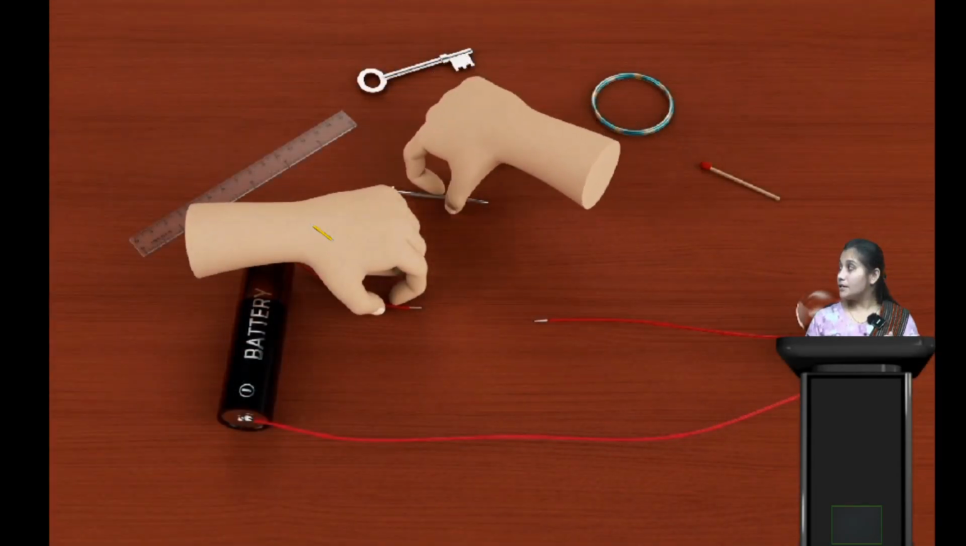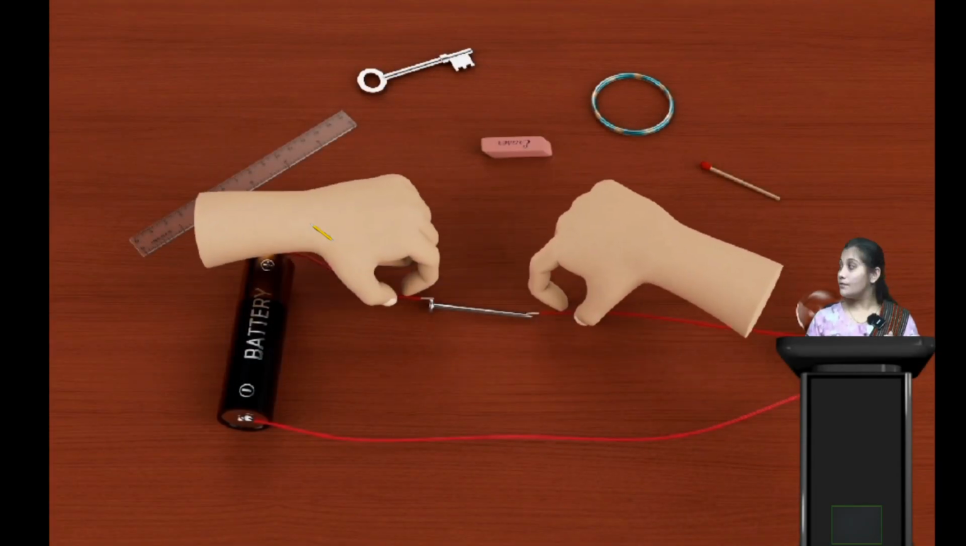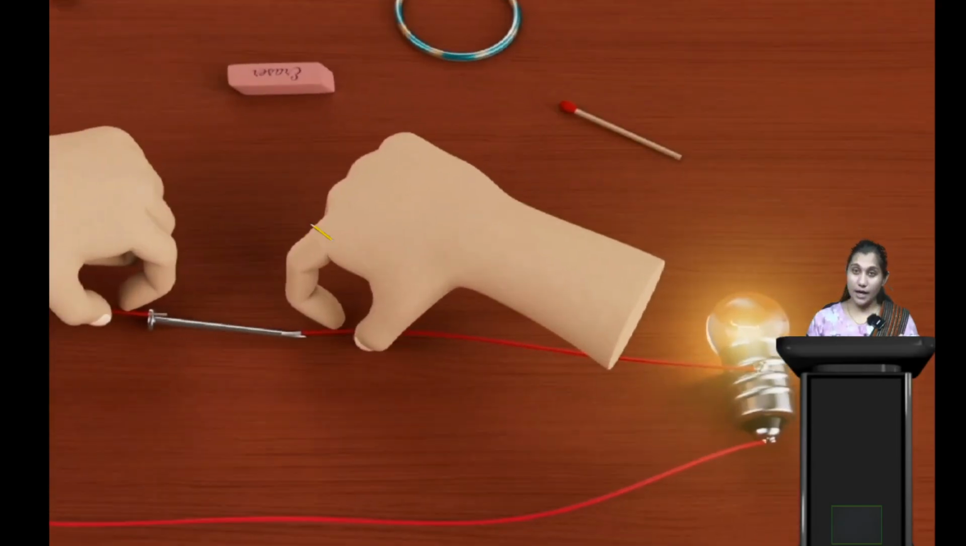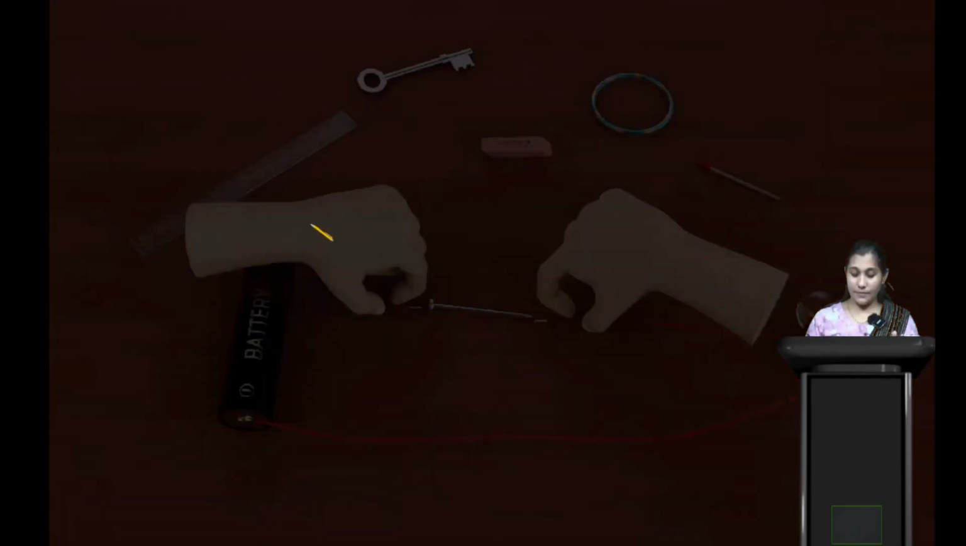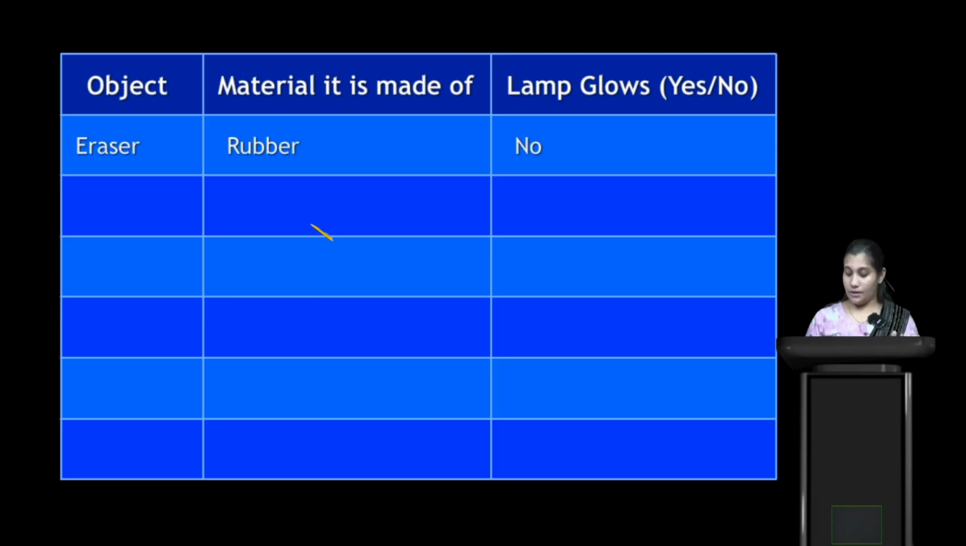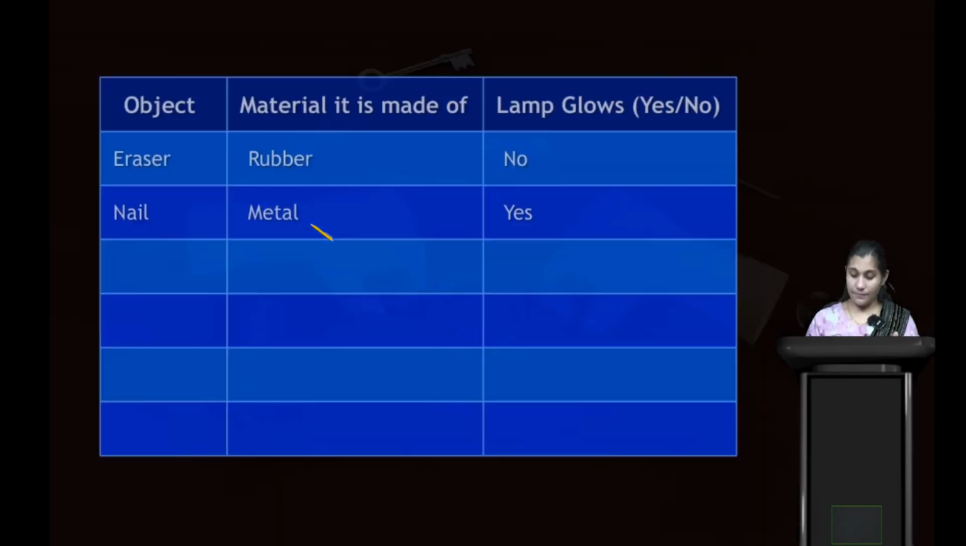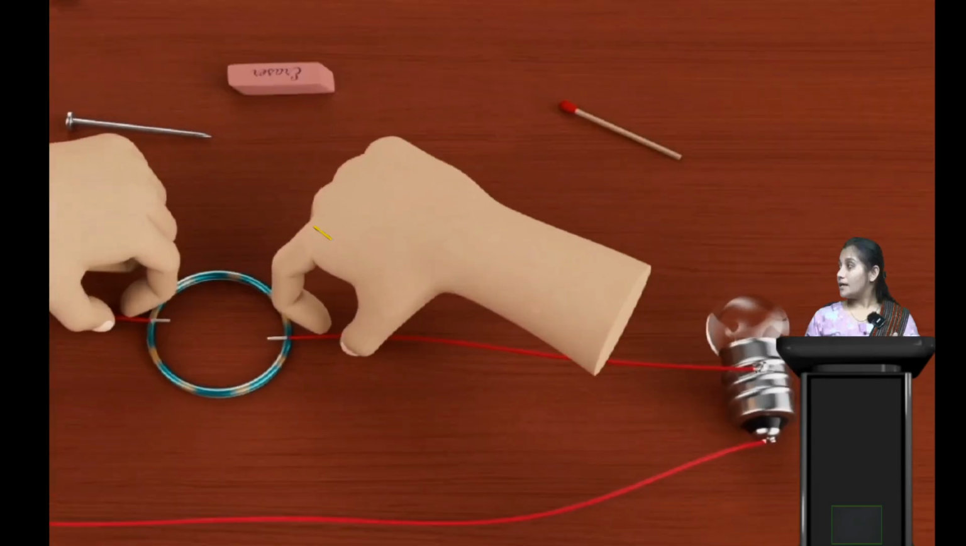And then we will take the nail. When we allow the wires to touch the two ends of the nail, we observe the lamp glows. Isn't it? See, the lamp glows. Now here we record this observation. The nail is made of metal. The lamp glows.